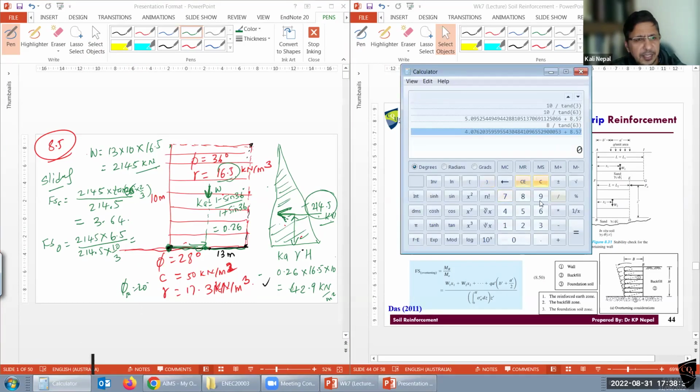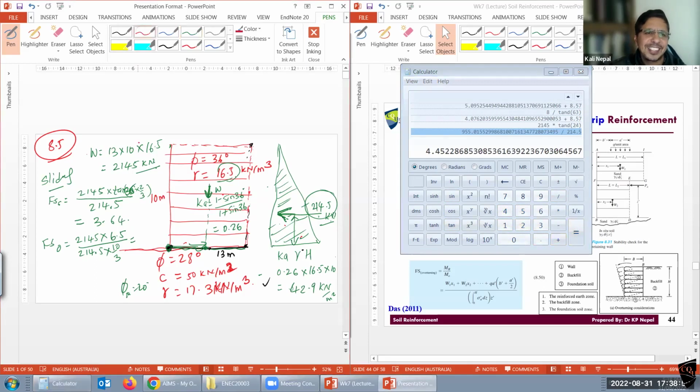So 2/3, we must do that. Because 2145 times tan 24 is 2410, divided by 214.5, so 4.45. Even better. So that's okay, we were on the safe side, by the way. But that's what they suggested, so it's better to use that: 2/3 of the backfill friction angle. How much did you get for overturning?